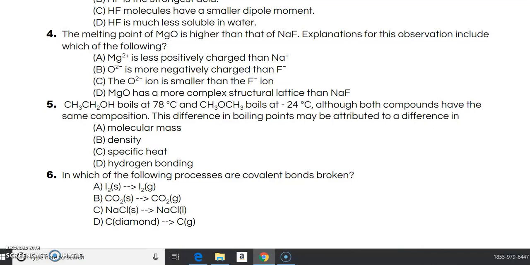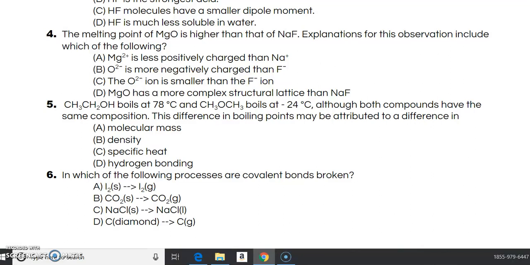Again, it goes back to what we talked about in question number 1. Ethyl alcohol has hydrogen bonding because of that OH group. Ether is not going to have hydrogen bonding. So D is our answer for number 5.